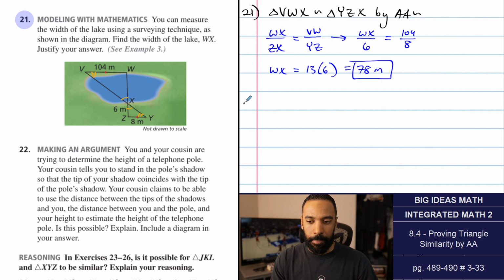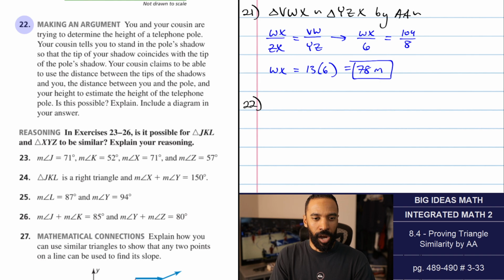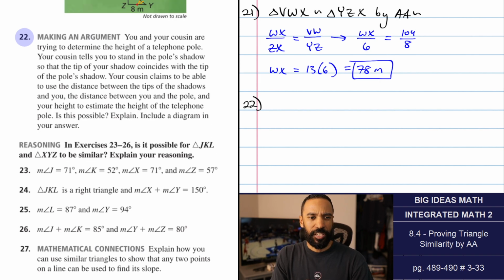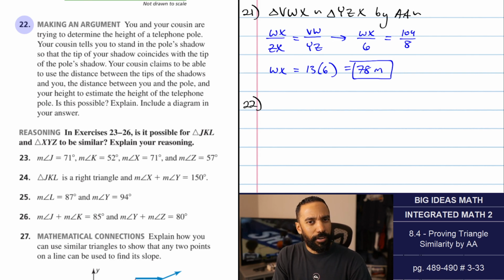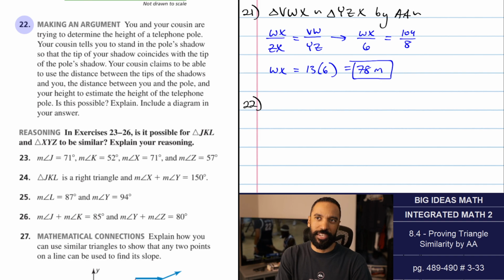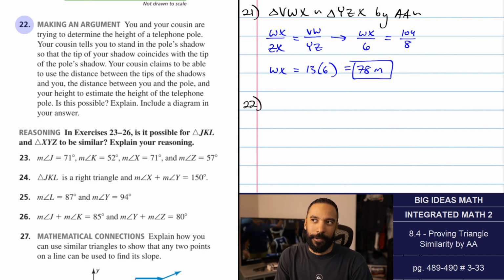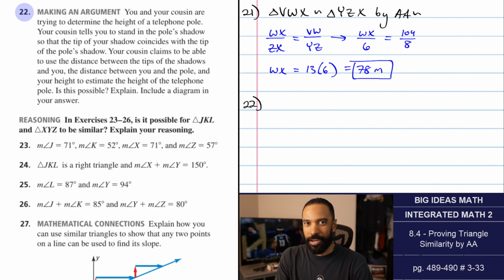There's not much different that that problem's doing from other problems with proportions, other than we need units in our answer. Number 22, making an argument. You and your cousin, before I even continue with it, our friend hasn't argued with us very much. It's been more of our cousin and our sister and things like that. I think our friend has dropped out of the argument race. I'm not really sure.